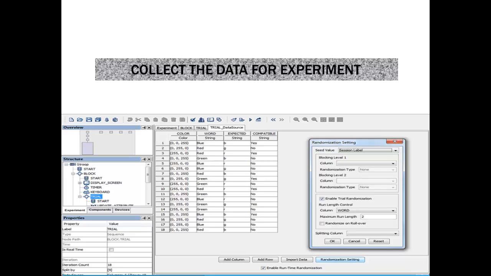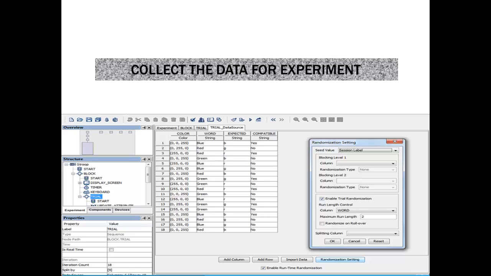The next step, after analyzing the required resources and expertise, is to collect the data for the experiment. The data can be primary data or secondary data. For the difference between primary and secondary data, please consult my related video. Here I am not going into the detail, but the data collected for the experiment may be primary or secondary.